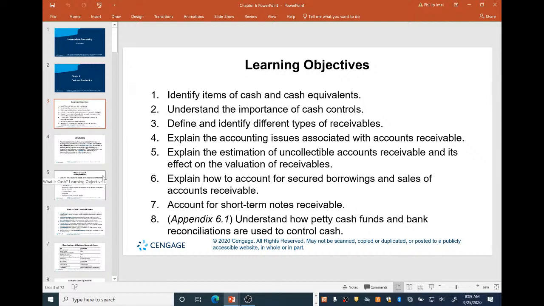So here's pretty much our objectives for this chapter. Identify items of cash and cash equivalents. Understand the importance of cash controls. Define and identify different types of receivables. Explain the accounting issues associated with accounts receivable. Explain the estimation of uncollectible accounts receivable and its effect on the valuation of receivables. Explain how to account for secured borrowings and sales of accounts receivable, and account for short-term notes receivable. Okay, and we might get into this appendix here if we have time. We'll see how the chapter goes here.